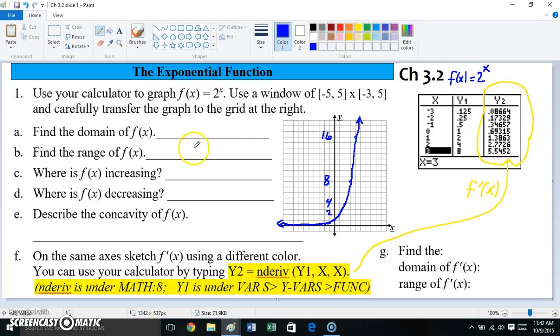Okay, talking about the function itself, the domain of the function, x is an element of the real numbers. The range, y is greater than 0. Remember, there's a horizontal asymptote at y equals 0. f of x equals 2 to the x is always increasing. So we can just say it's increasing for all real numbers. It is never decreasing.